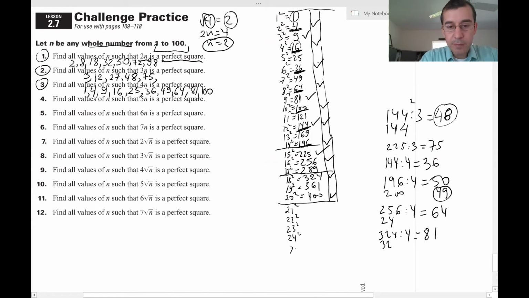Let's see, so 25 squared is 625. So let's just compute these here. 21 squared, 21 times 21, that's 441. 22 squared is 22 times 22, that's 484. And then 23 squared is 529, and then 24 squared is 576.